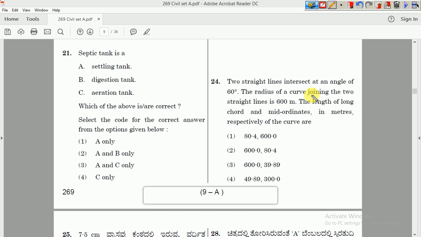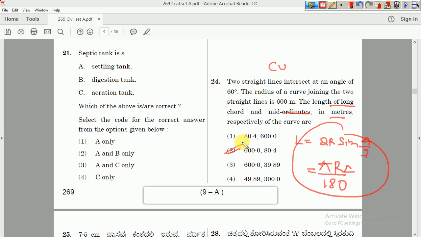Again a simple question on curve setting which comes in surveying. Okay, the answer is this one. So just remember the formula. L is equal to 2r sine delta by 2 and pi r delta by 180. That is the length of the chord, and the mid ordinates, everything is asked. Make use of this formula and find the value. Just read out the question yourself. So this is a simple question. I am not going to read.